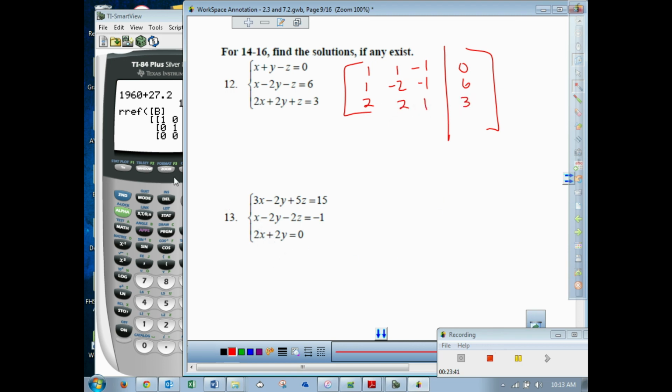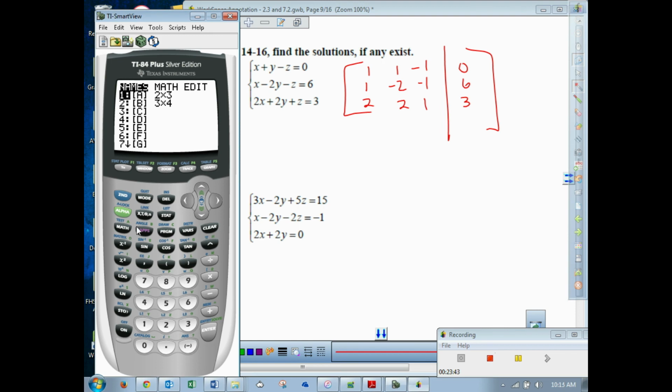So what you got to do is go to second matrix, edit him. I need a 3 by 4 that I'm going to edit, and type that puppy in. 1, 1, negative 1, 0, 1, negative 2, negative 1, 6, 2, 2, 1, 3. You need to quit out of him after you've got him typed in.